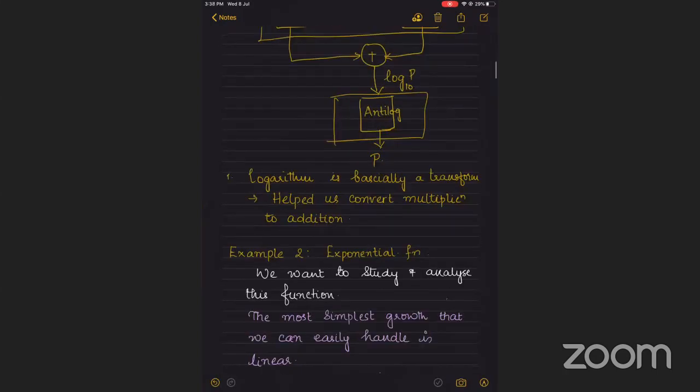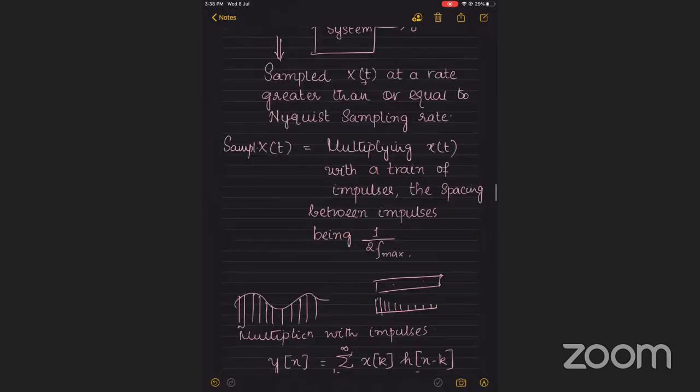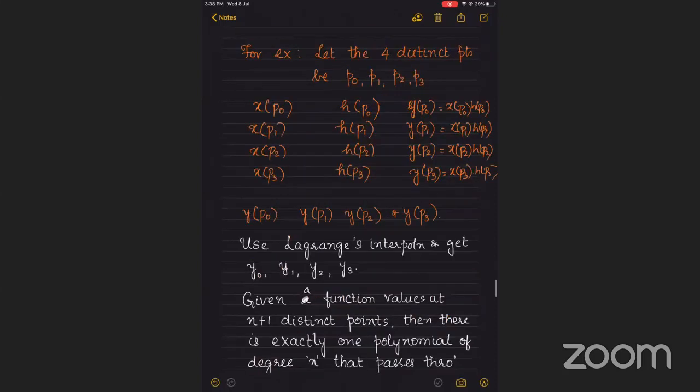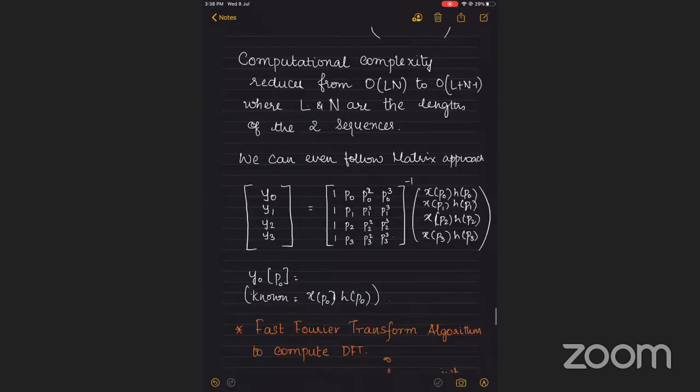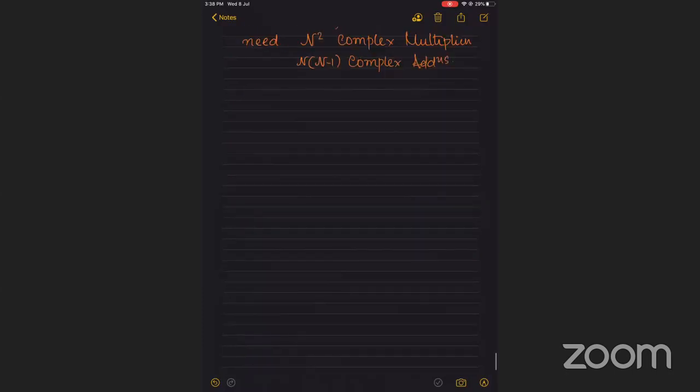So to make our life easier, we look at reducing the number of multiplications in this case, especially because it is a complex multiplication. Is that okay? Now, how do we do that? Before we get into this, let us take up a simple example. Let's take this example.